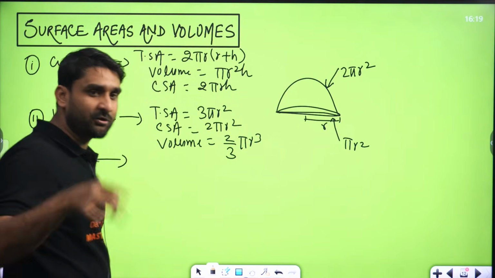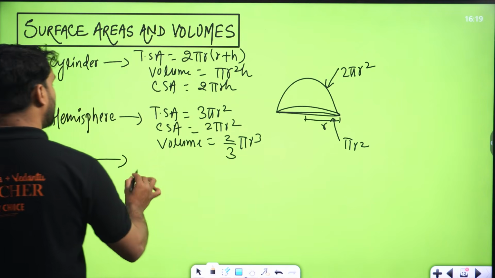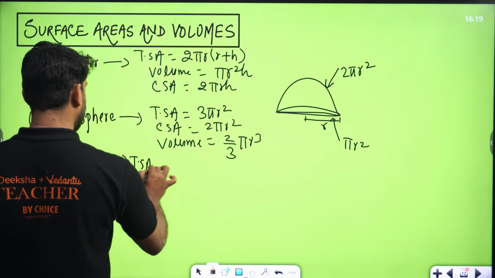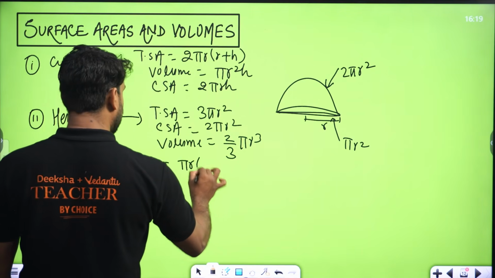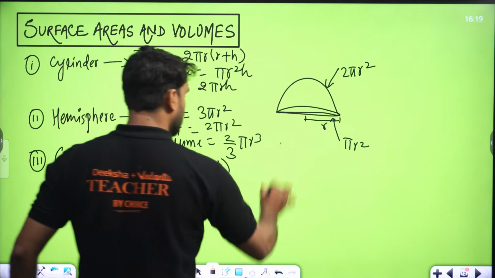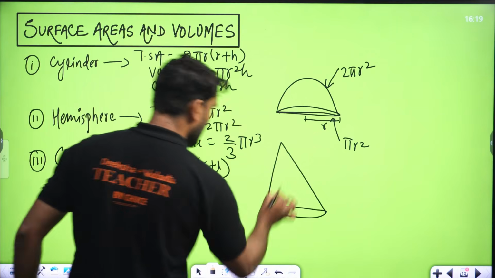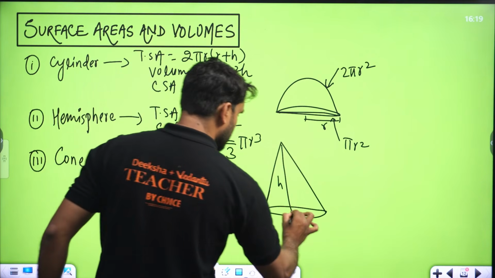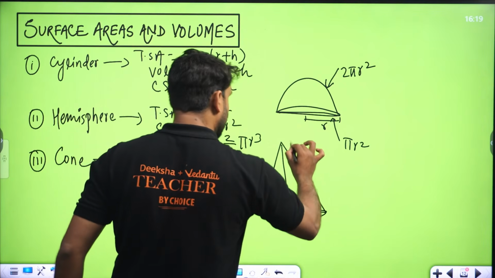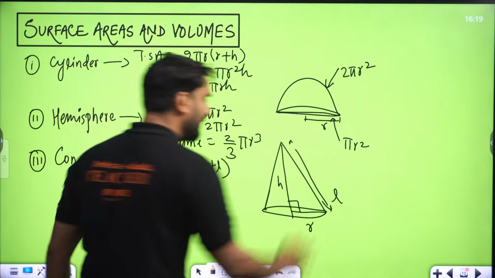Because the volume of a sphere is 4/3 pi r cube. And if I talk about the cone, the total surface area will be pi r into (r plus L). Look, this is the cone. This is called H, this is R, and this is the slant height. All are at 90 degrees to each other.